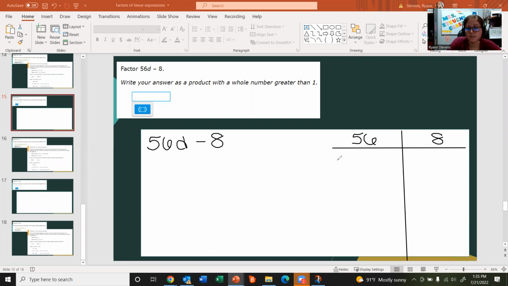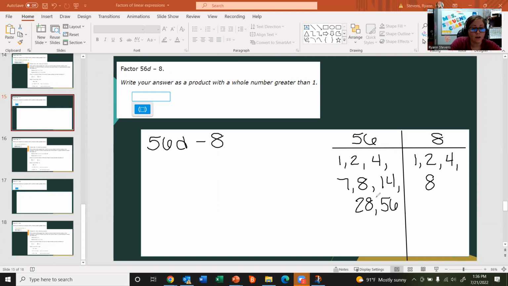So if we're looking at the factors of 56, we've got 1, we've got 2 times 28, 4 times 14, 7 times 8, 14 times 4, 28 times 2, and then 56 times 1. And then the factors of 8 are going to be a lot less. We've got 1, 2 can go into 8, 2 times 4, and then 8 times 1.